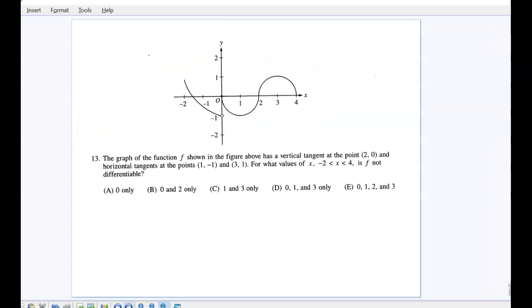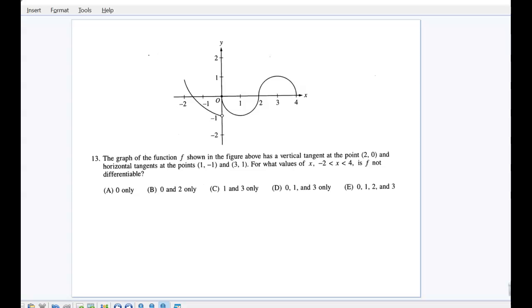Okay, this is an AP multiple choice exam question, and it says the graph of the function f is shown in the figure above, and it has a vertical tangent at the point 2, 0, and it has horizontal tangents at the points 1, negative 1, and 3, 1. For what values of x between negative 2 and 4 is f not differentiable?